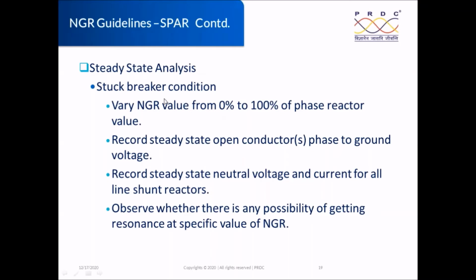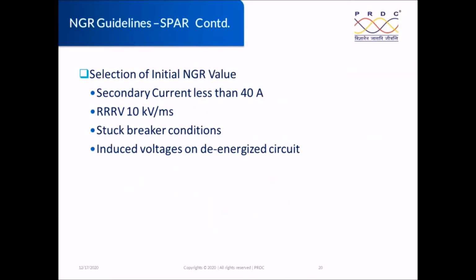The stuck breaker operations are uneven phase operations. We are trying to see that we should not have any resonance at any neutral grounding reactor value. If it is there, we have to avoid that. Now we have done the single pole studies and stuck breaker operations in steady state, and based on these two, we can initially choose some NGR value.